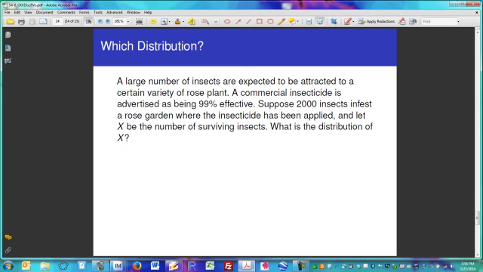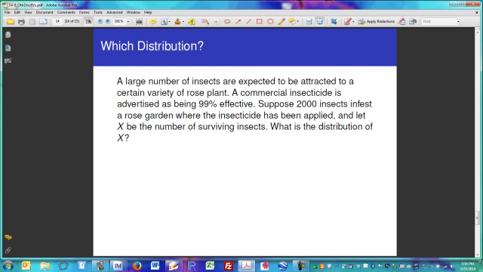A large number of insects are expected to be attracted to a certain variety of rose plant. A commercial insecticide is advertised as being 99% effective. Let's suppose that 2,000 insects infest a rose garden where the insecticide has been applied, and let X be the number of surviving insects. What's the distribution of X?